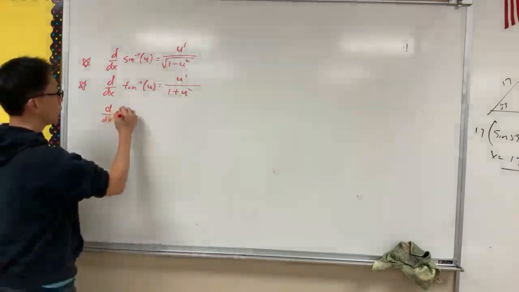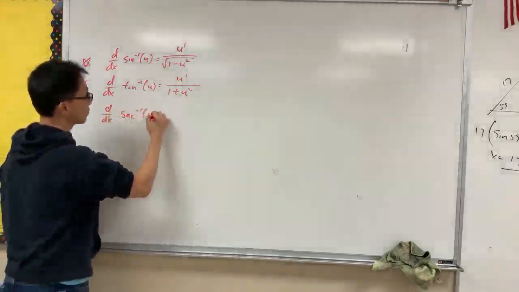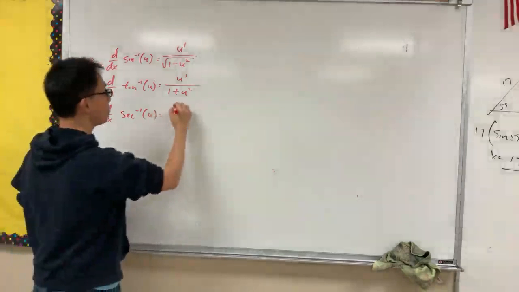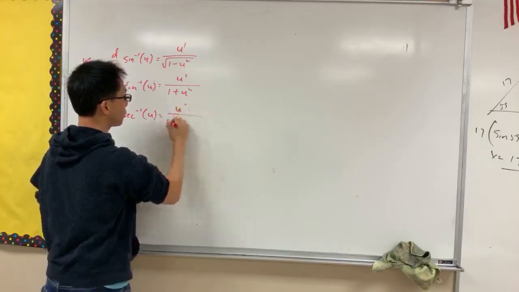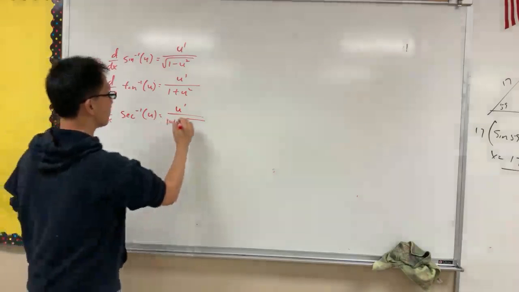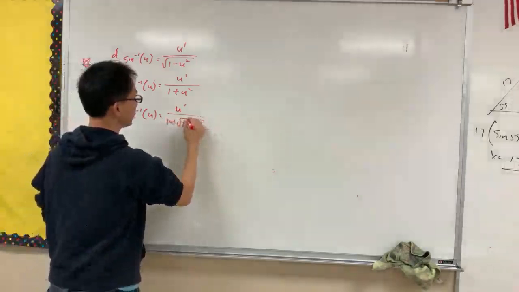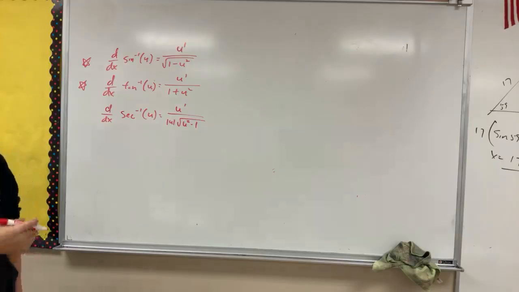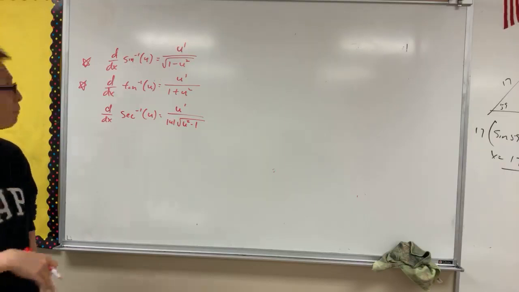So derivative of secant inverse of u is equal to u prime over absolute value of u times the square root of, I don't even remember this, u squared minus 1. So that's just to prove to you I'm not going to test that. But some of you guys want to be overachievers, can remember that, I don't care.